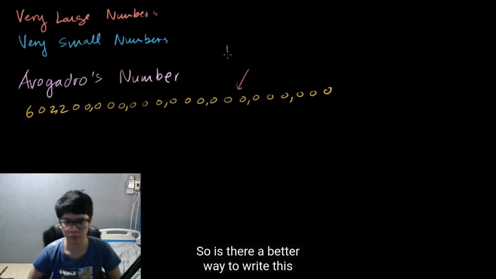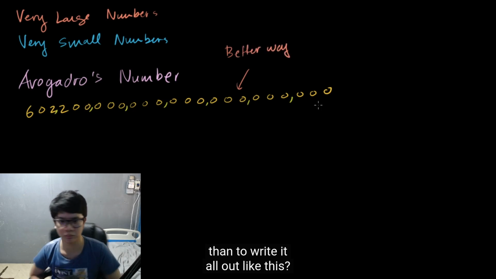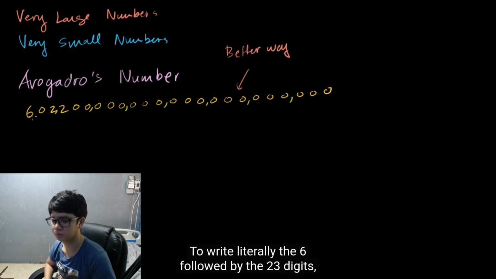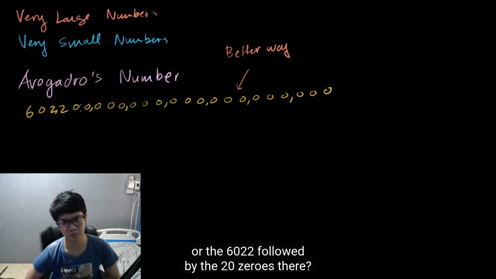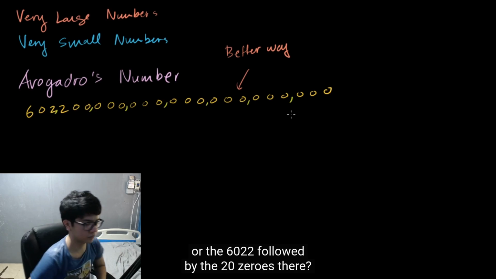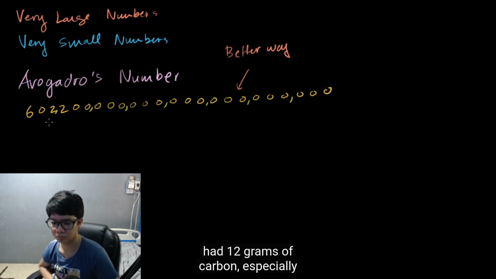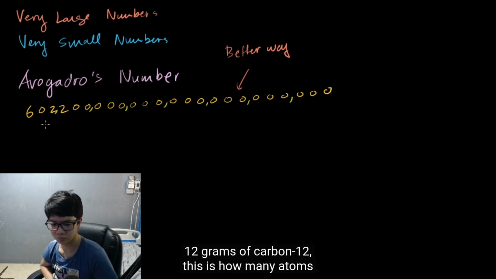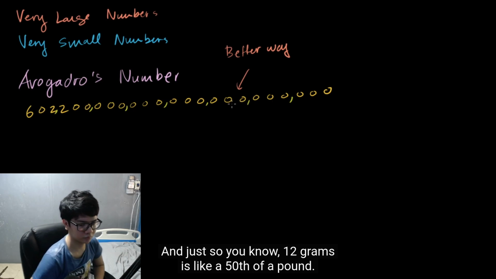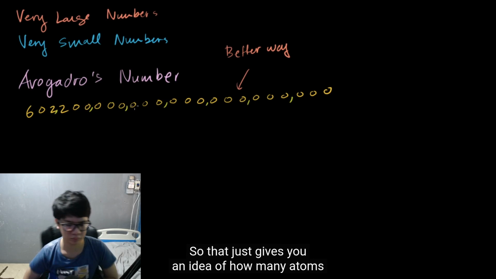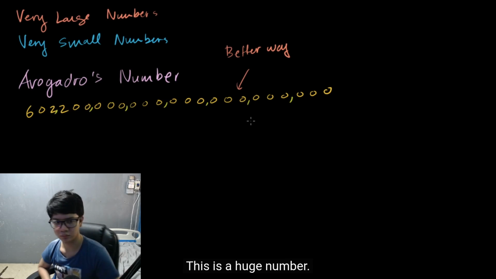Is there a better way to write this than to write it all out like this? To write literally the 6 followed by the 23 digits, or the 6022 followed by the 20 zeros there. In case you're curious, Avogadro's number is how many atoms you would have in 12 grams of carbon, especially 12 grams of carbon-12. And just so you know, 12 grams is a 50th of a pound. So that gives you an idea of how many atoms are laying around at any point in time. This is a huge number.